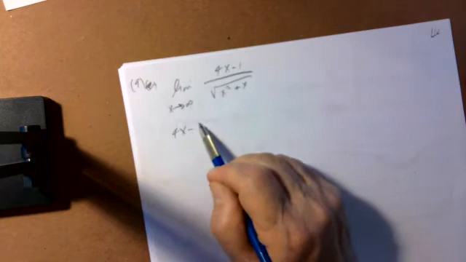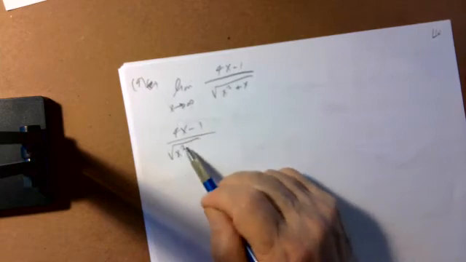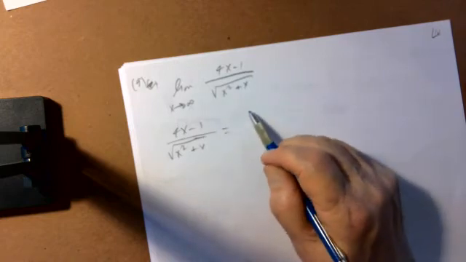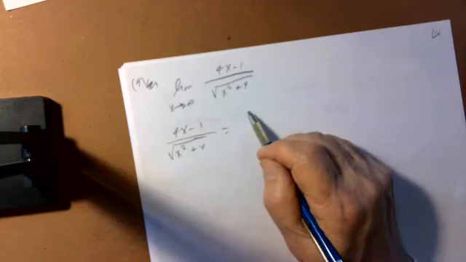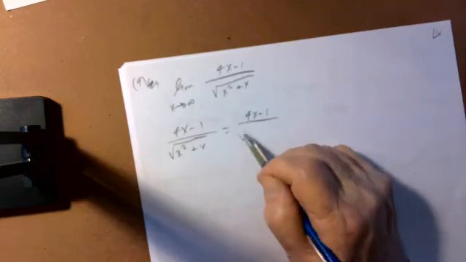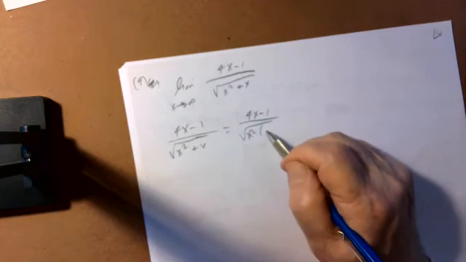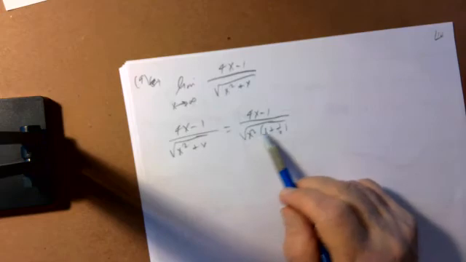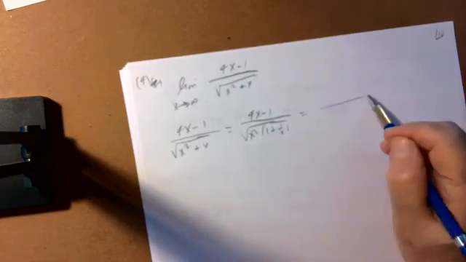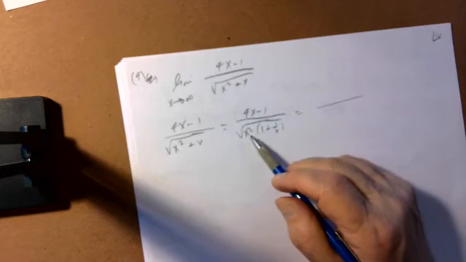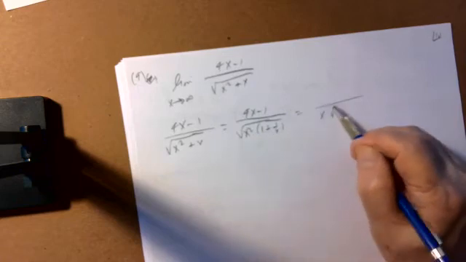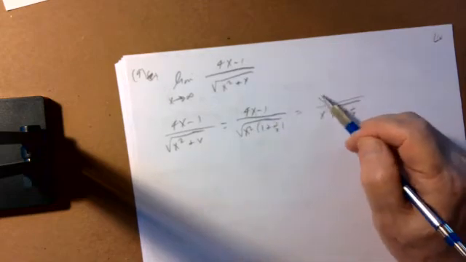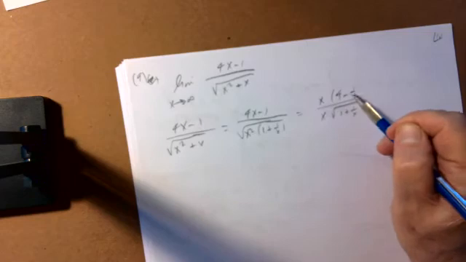So let's just look at this for a second. Let's say I want to factor x out of the numerator and denominator. Let me write x squared plus x as x squared times 1 plus 1 over x, because if I multiply, I get x squared plus x. So if x is positive, the square root of x squared plus x is x times the square root of 1 plus 1 over x. And if I take an x out of the numerator, I get x times 4 minus 1 over x.